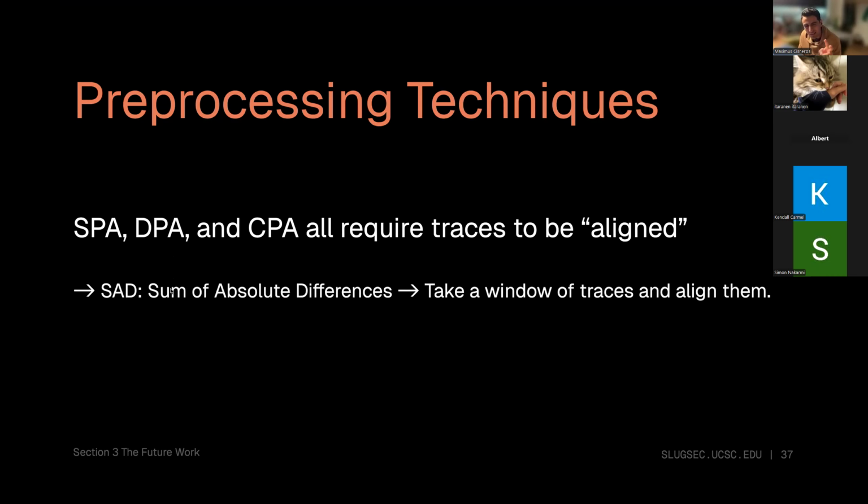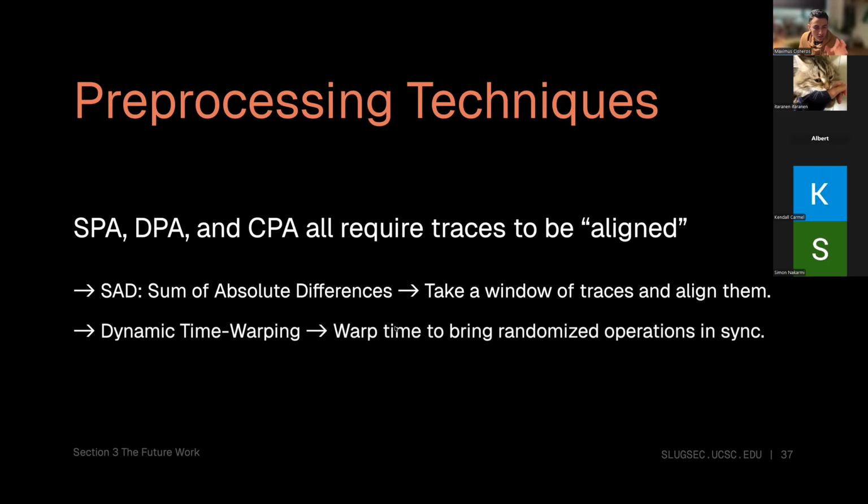The first and simplest technique is called the sum of absolute differences. Basically, what we do is we find a specific window in the trace that is unique and we align all traces to that specific window. You have to find the section of the trace that is unique. Otherwise, all the traces will become jumbled. Okay, that's the gist of SAD.